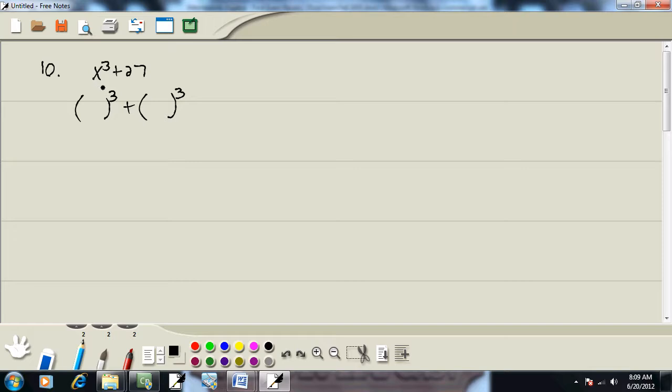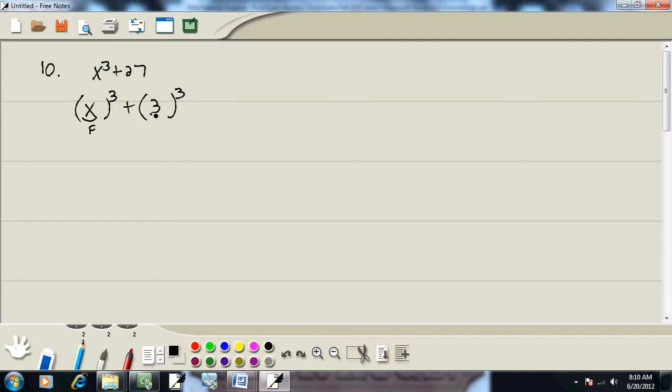And you ask yourself, what times itself 3 times gives you whatever piece you're looking at. Like we're looking at the x to the third. X times x times x gives us x to the third. And 27. 3 times 3 is 9 times another 3 is 27. So that would be a 3. Now this is just a formula.